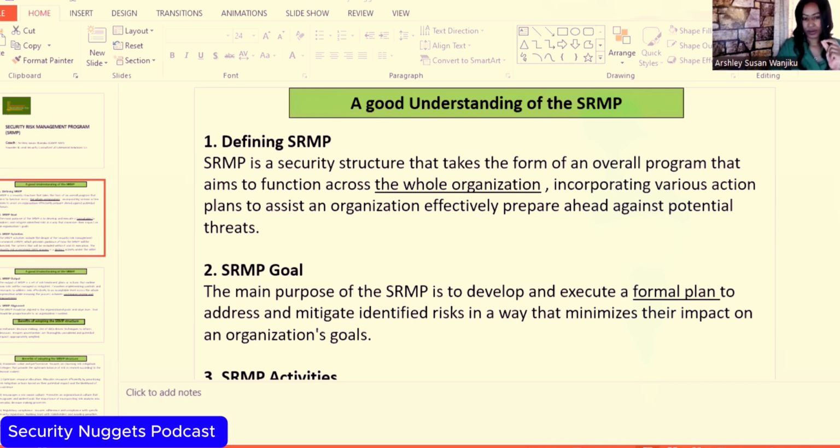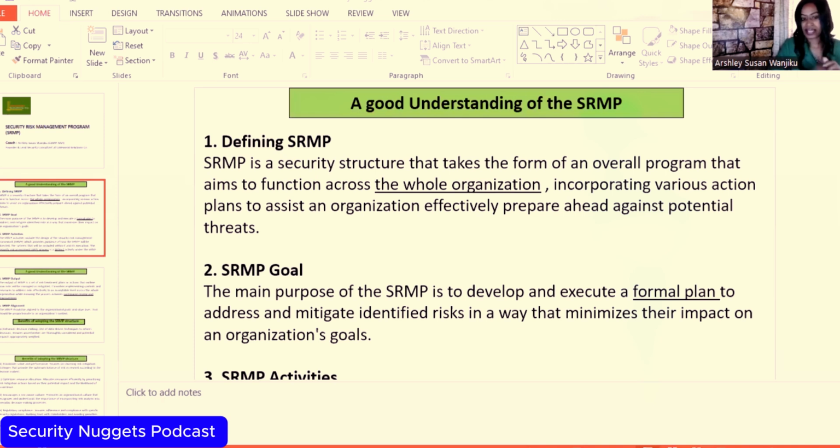Now, the second thing in helping us understand SRMP better is the SRMP goal. The main purpose of the SRMP is to develop and execute a formal plan to address and mitigate identified risks in a way that minimizes their impact on an organization's goals.